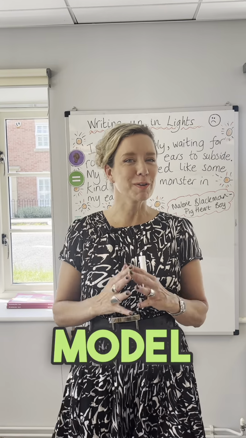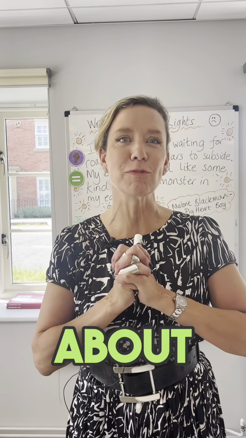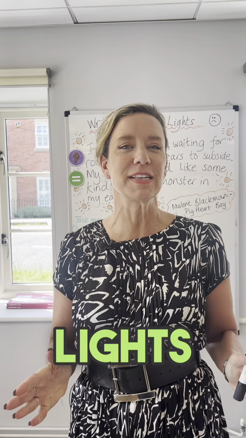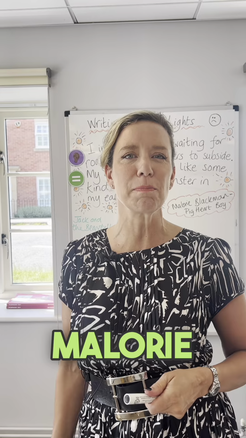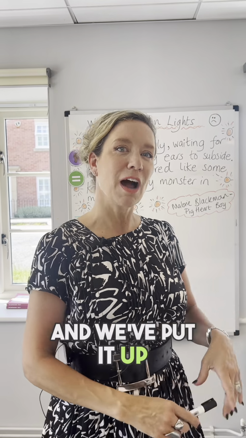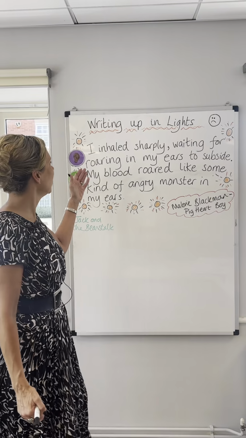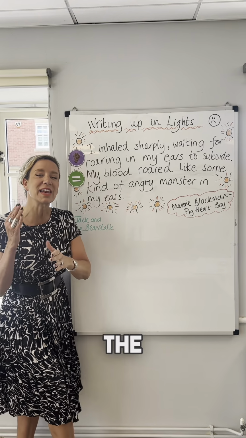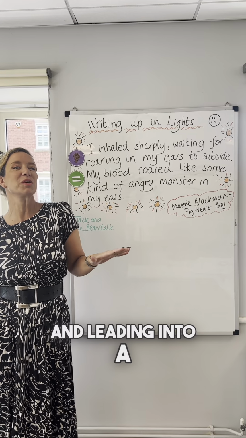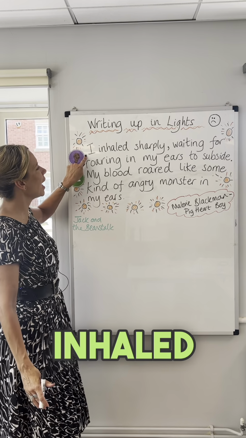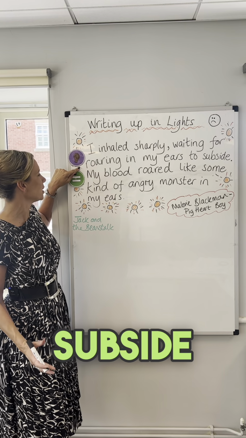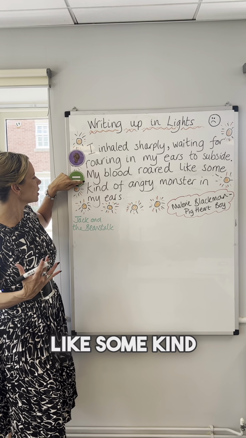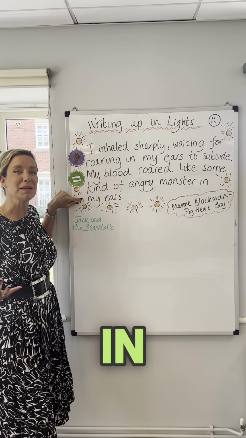There are many ways to model writing, and we've been talking a lot about the writing that we can put up in lights. Now, let's say we're reading Pig Heart Boy by Malorie Blackman. It's our class reader. We've found a great sentence and we've put it up in lights in the classroom. It's this sentence here, working with the lens of sound and leading into a simile. I inhaled sharply, waiting for the roaring in my ears to subside. My blood roared like some kind of angry monster in my ears.